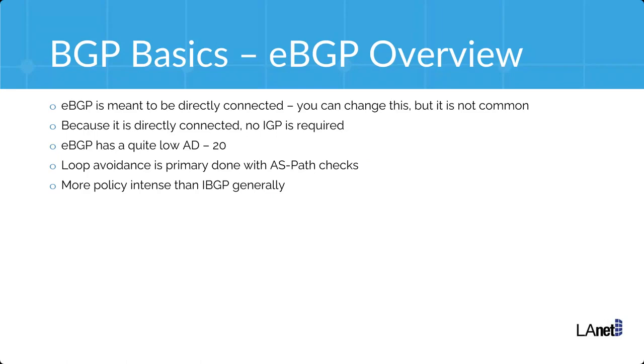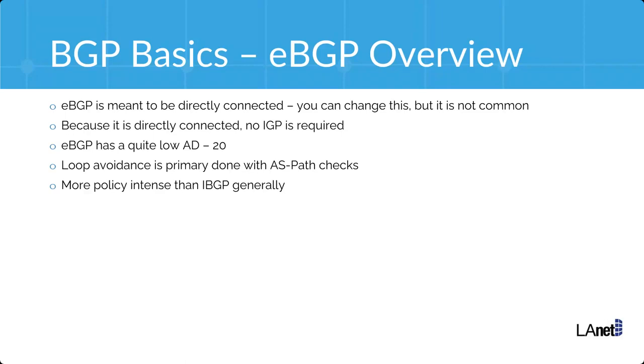You could change this, but it's not common, and I wouldn't necessarily recommend you change it. We're going to get into securing EBGP towards the end of the presentation, and you can do it. It just complicates things, perhaps unnecessarily. Because it's directly connected, no IGP is required. EBGP has quite a low administrative distance, whereas in IBGP, we are meant to work with an IGP, and I don't want to take over from that IGP. In EBGP, I set my AD to be very low. So just be aware of that.